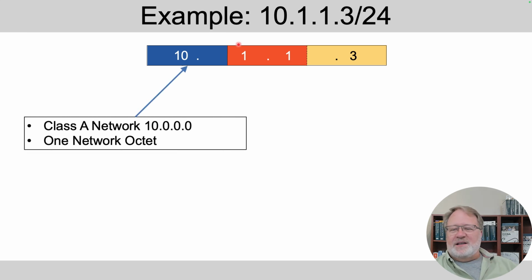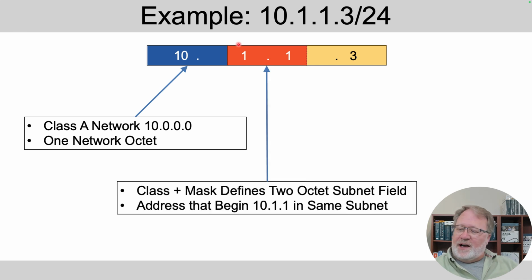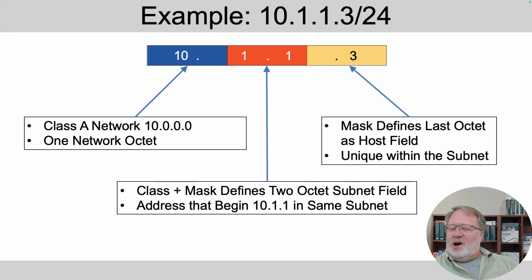So what does that tell us? Hey, this address is part of Class A Network 10. There's 1 network octet. We've got 2 subnet octets in the middle. All addresses in that subnet begin with 10.1.1. And then the last octet is the host field. And those values are unique within the subnet, just like street addresses are on a street.